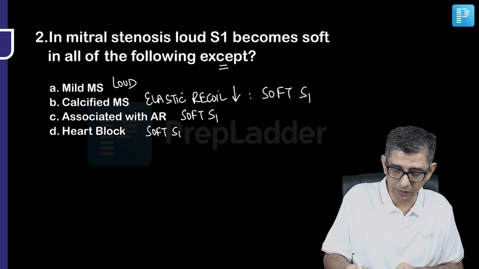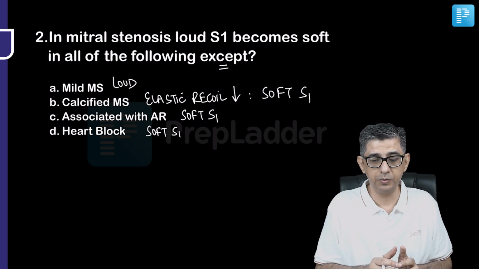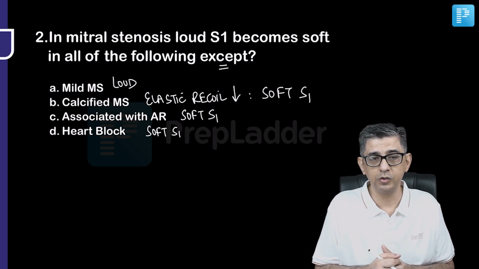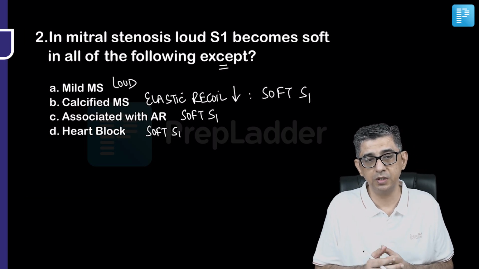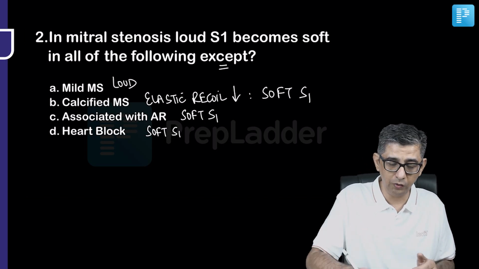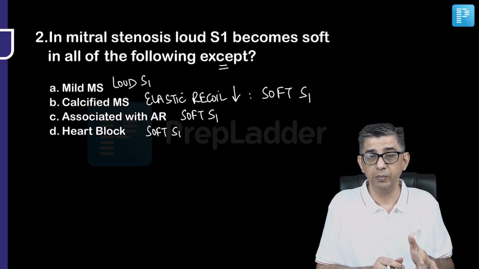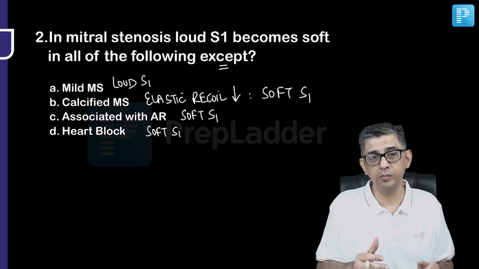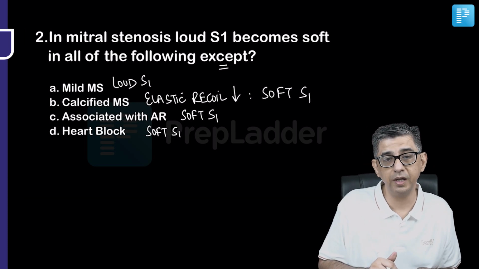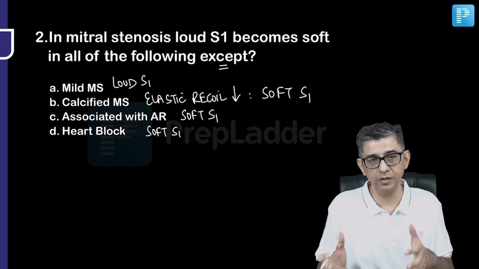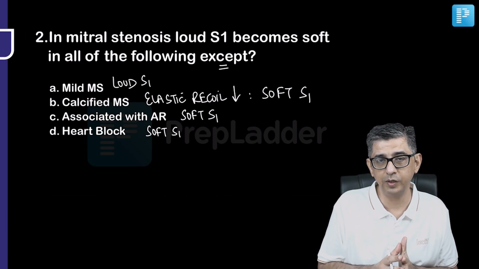So you can work out the "all except" MCQ in this case: options B, C, and D will be associated with soft S1, whereas option A, which is the answer to this question, is loud S1 for mild mitral stenosis. Whether it is mild or moderate, but once it becomes calcified, the elastic recoil becomes lesser, which is the explanation for why B is having a soft S1. I did decide to repeat that again so that I could re-emphasize and validate that point.